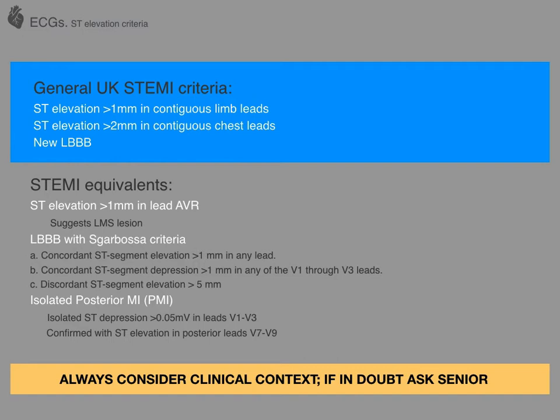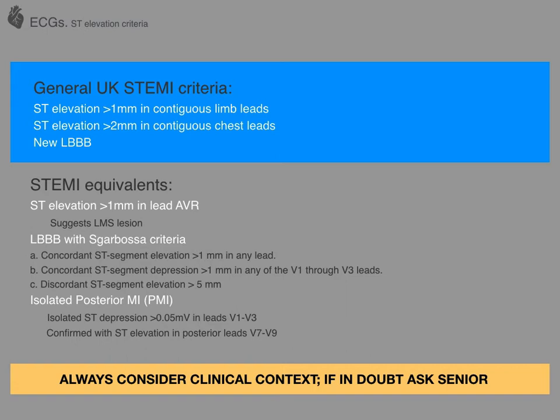There are a few more complexities to STEMI criteria. If we're looking at a scenario where somebody already has a left bundle branch block. Also, at the moment, a new left bundle branch block in association with chest pain can be considered to meet STEMI criteria. But this brings another point forward, and that is you always need to consider the clinical context.